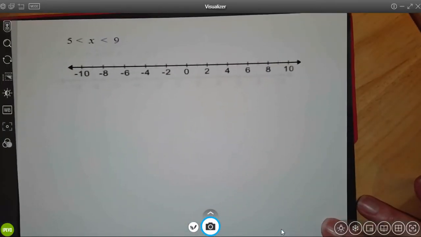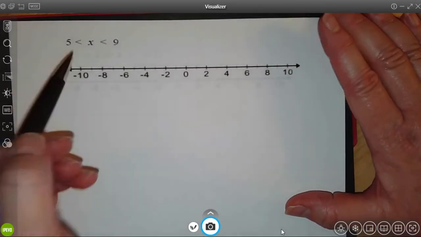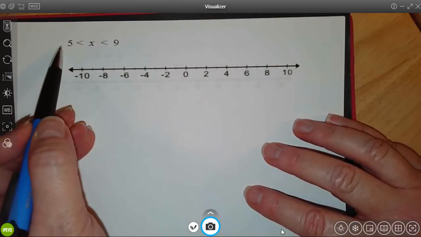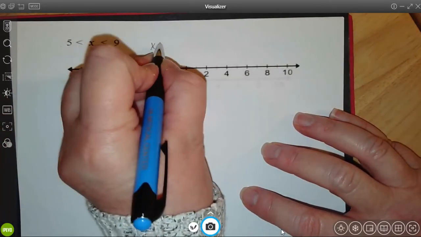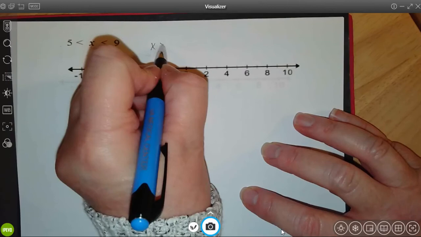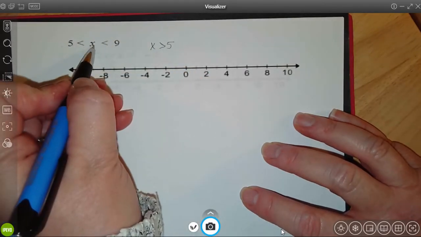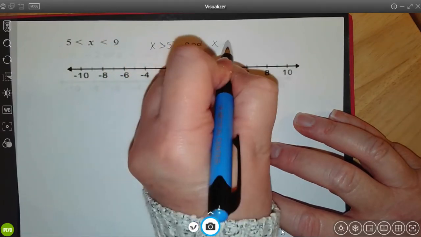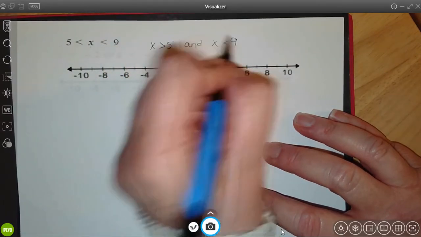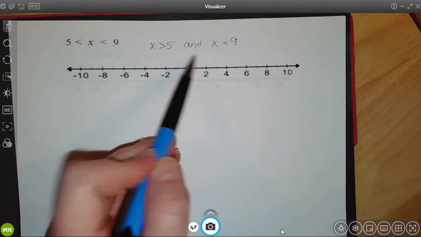Okay, this is not a real world situation, but this is another good practice. X is between 5 and 9. You could change this to say X is greater than 5. And the reason I say greater than, because it was open to X over here. And X is less than 9. So both of these mean the same thing. These are both and scenarios.